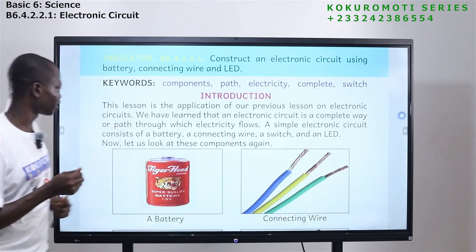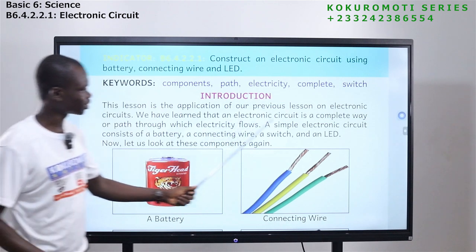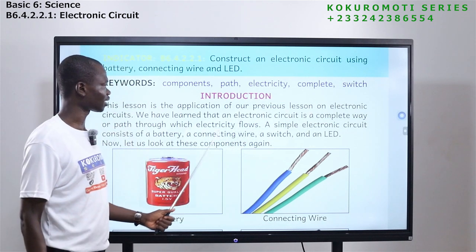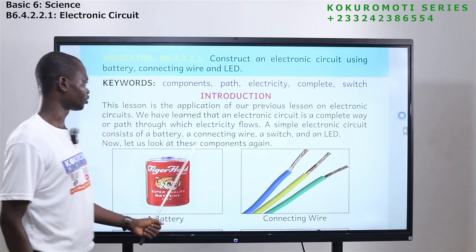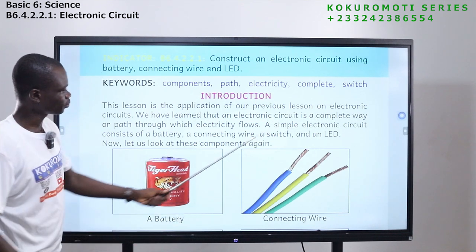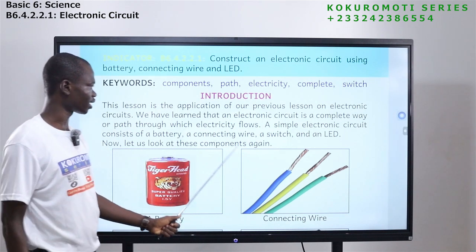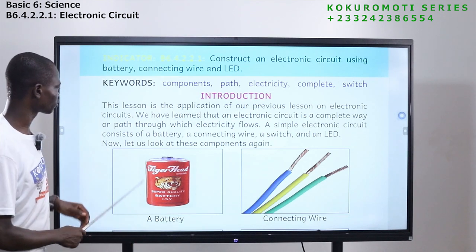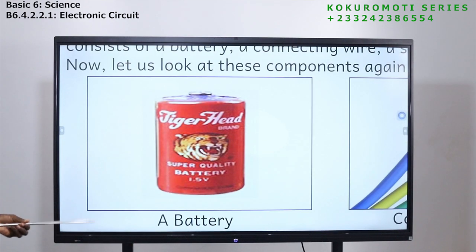So let's read. This lesson is the application of the previous lessons on electronic circuits. We have learned that an electronic circuit is a complete way or path through which electricity flows. A simple electronic circuit consists of a battery, connecting wire, a switch, and an LED. So now let us look at these components.